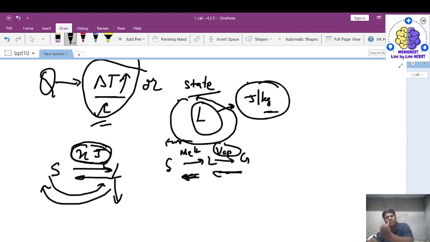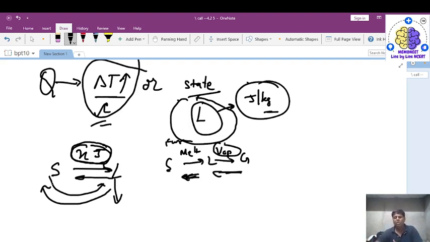And when it is converting from liquid to solid, heat is being withdrawn, right? So latent heat is the amount of heat required to change the state of a given substance. The name of the latent heat depends on which state to which state you are going, that is, either from solid to liquid, or from liquid to gas, or from gas to liquid, or liquid to solid, right?